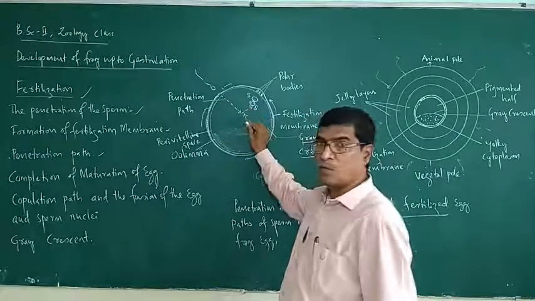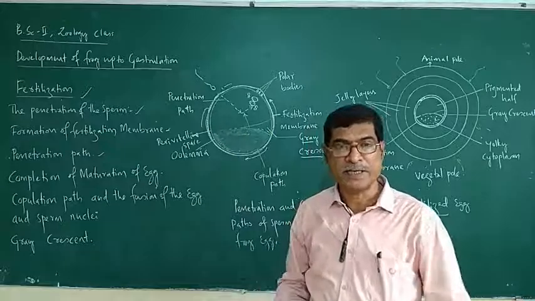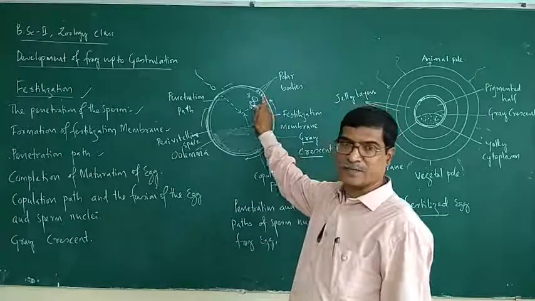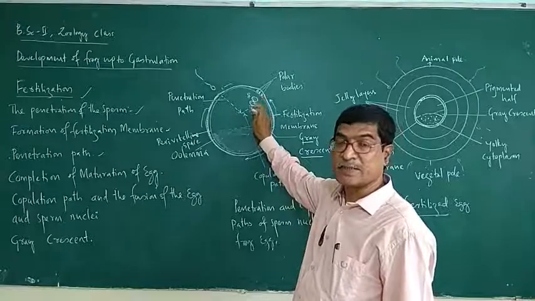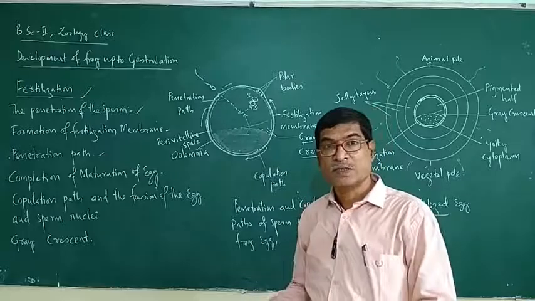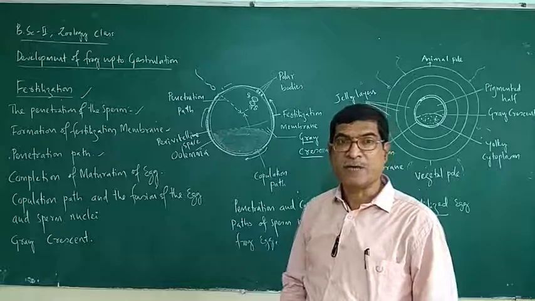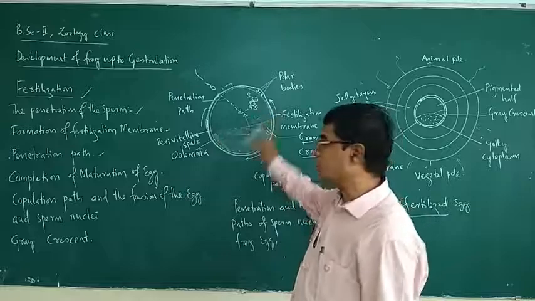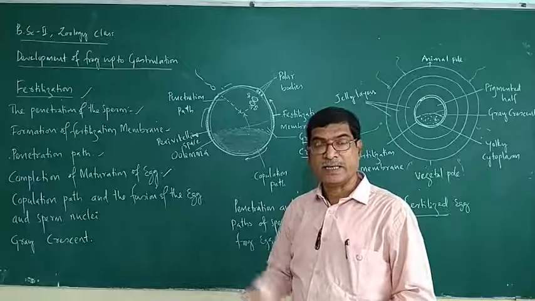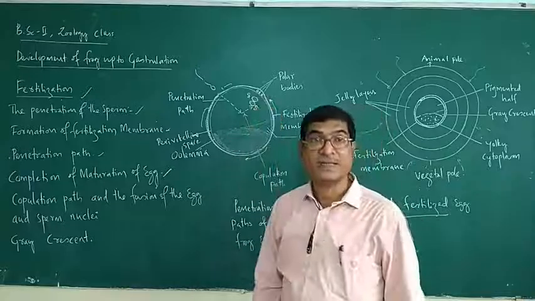When the sperm enters into the egg, that second metaphase stage is completed. Metaphase is completed, anaphase is completed, telophase is completed. So, the second polar body is also released. Thus, the maturation of the egg, which was stopped at the metaphase 2 stage earlier, is completed after the penetration of sperm. So, how can you understand that the egg has completed its maturation or growth? By the release of the second polar body.